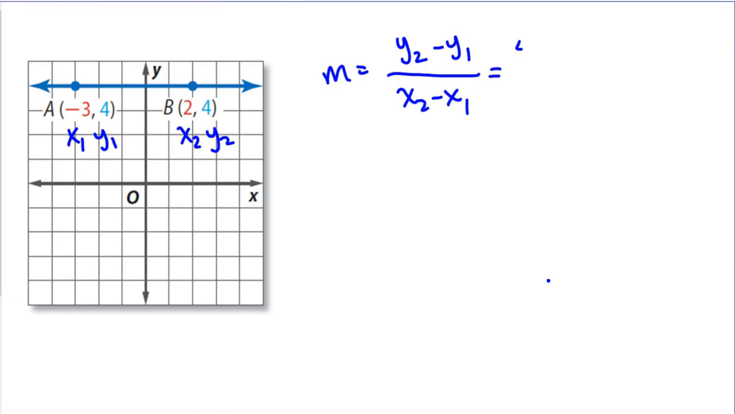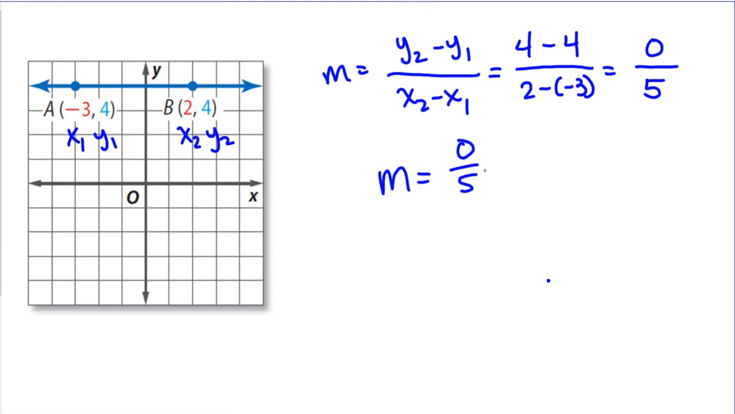So y2 minus y1 will be 4 minus 4. And x2 minus x1 will be 2 minus -3, which gives me 0/5. So the slope of my line is 0/5, which is just 0. Well, that makes sense because this line is flat. There is 0 change here. This line is not changing at all from left to right. So my rate of change is 0, so my slope is 0. So that's something to keep in mind, that a horizontal line has a slope of 0. There is no increase or decrease at all.